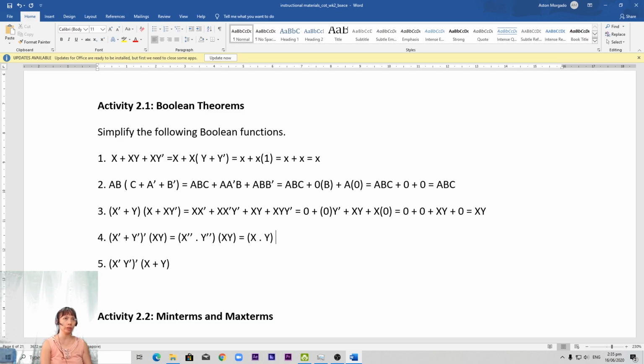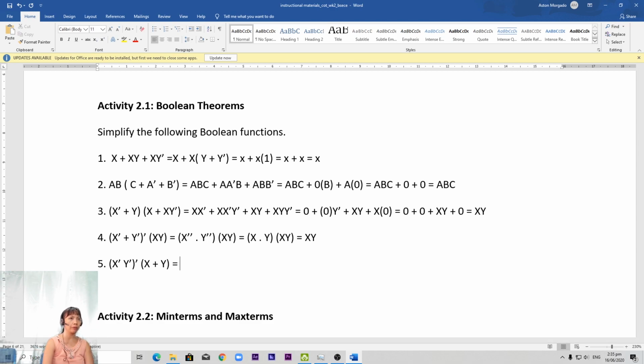So in short, it's just xy times xy, and x times y is also equal to xy. So we have two xy here, and x times x is equal to x, and y times y is equal to y. So the final answer is simply equal to xy.